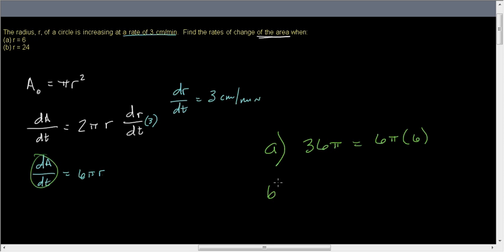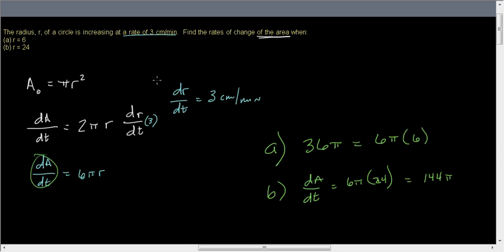In part B, it's saying, well, what is it when r is 24? Well, then dA/dt is equal to 6 pi times 24. And now when we multiply that, it's 144. So that equals 144 pi. And that's how to solve that particular problem.